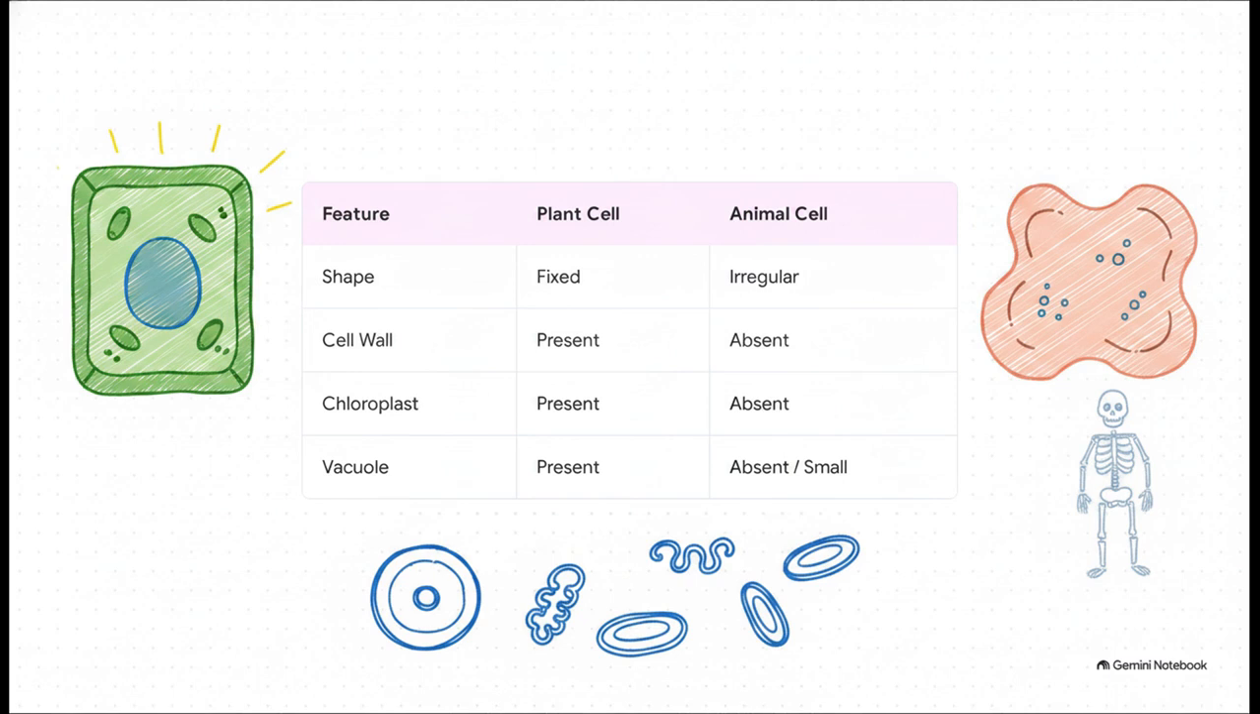And lastly, plant cells have a large central vacuole to store water and sap, whereas animal cells usually don't have one at all, or if they do, it's incredibly small.